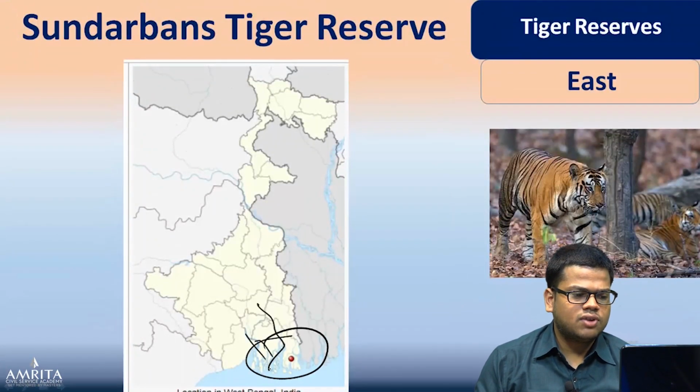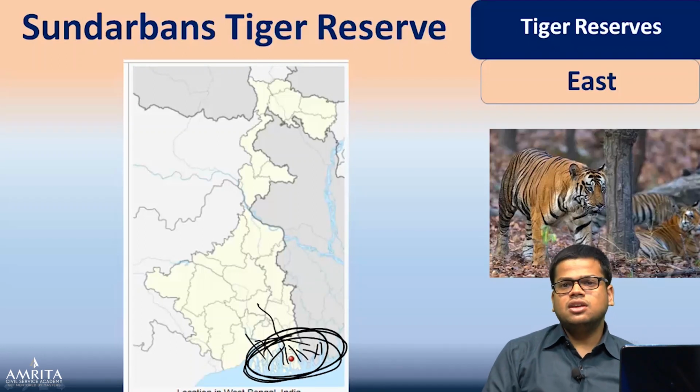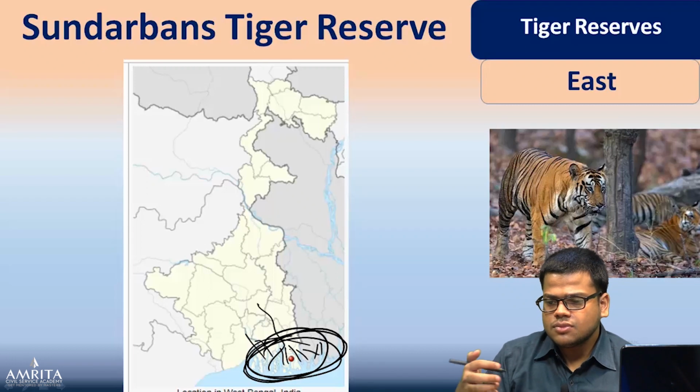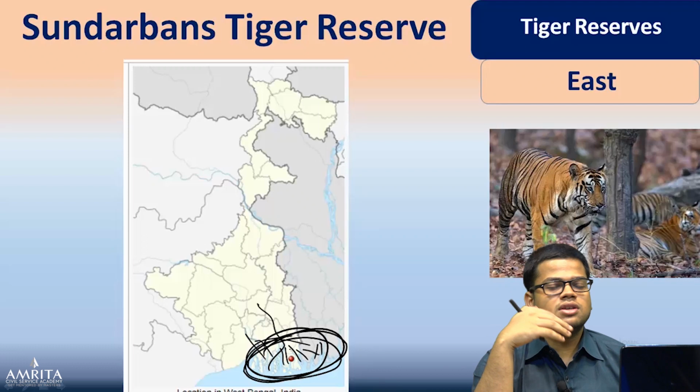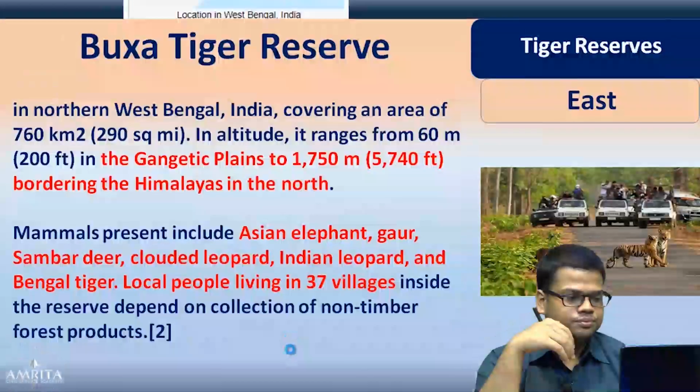This is the delta region where the river distributes into so many parts and creates a very densely, ecologically rich region. Even mangroves are there. They are called the first line of defense against the surges, the storms that come from the sea.